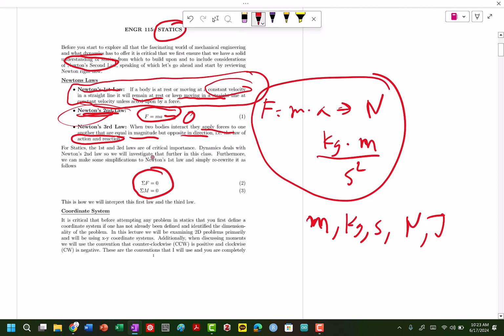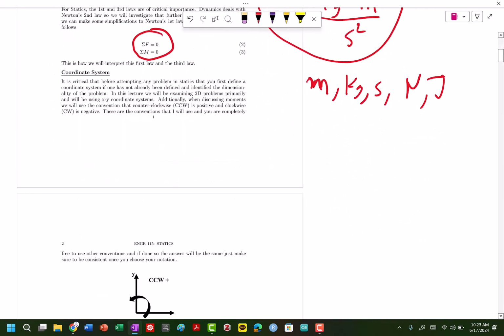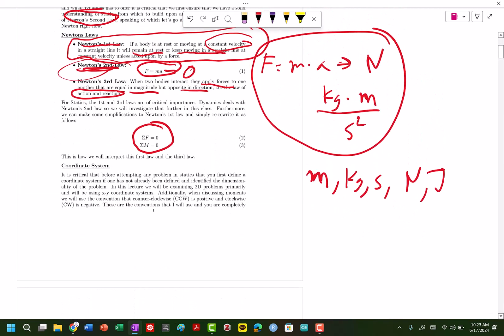That's our first intro, and next time we're going to get into coordinate systems and some of the basics of what we're going to look at in terms of statics. So that was Newton's first, second, and third law for statics. Let's apply them in the next video.